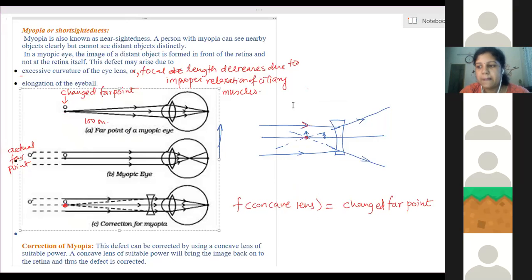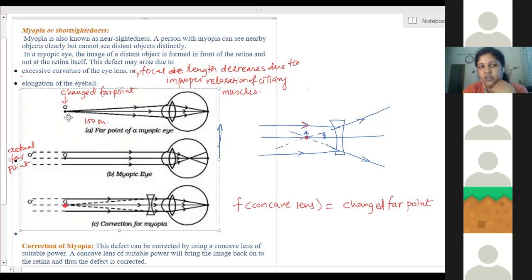Yes, ma'am. So this happens when the focal length increases to that much level. But sometimes, due to the ciliary muscles not working properly, the lens does not become completely flat. That is not happening. Due to which what happened?